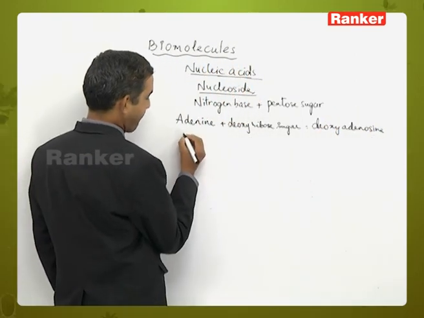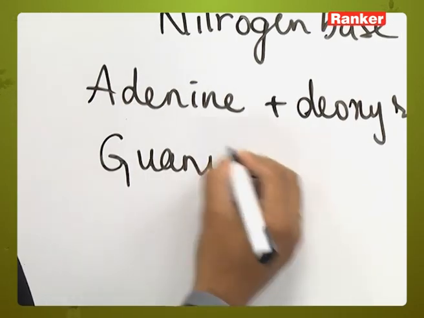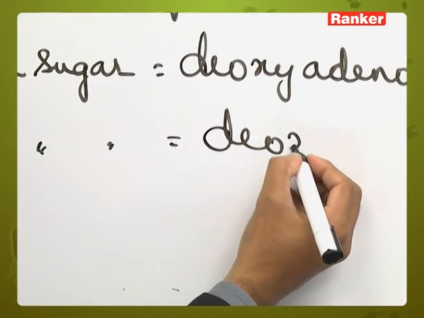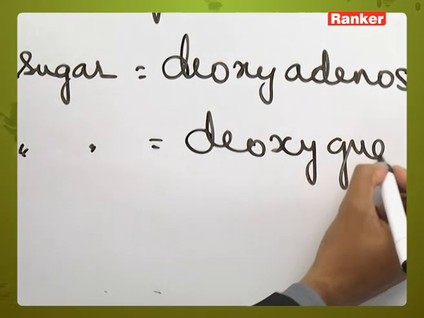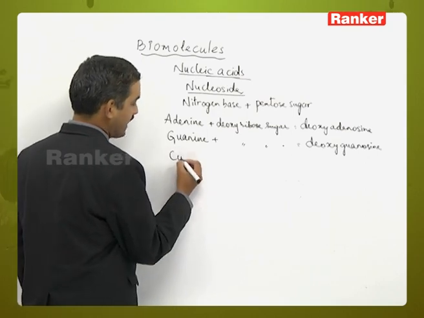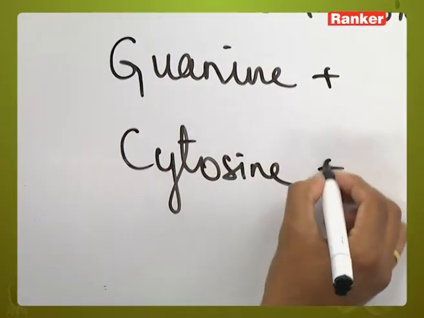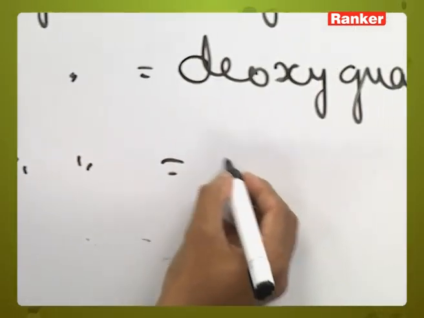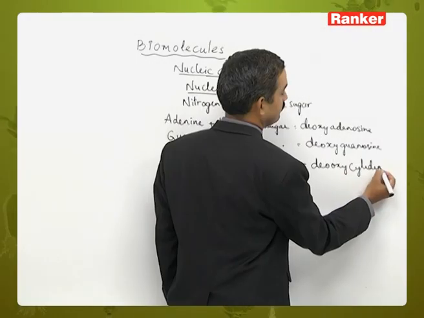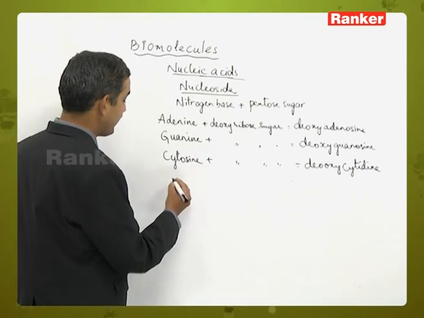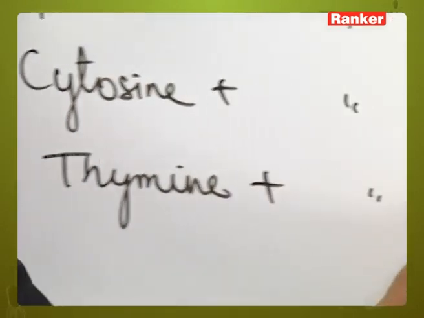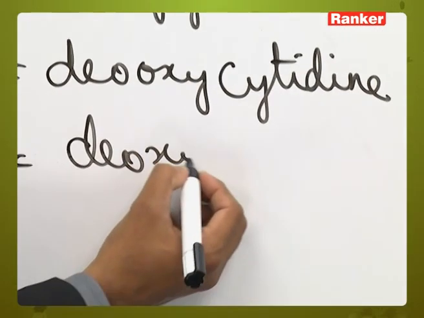In the same way, guanine plus deoxyribose sugar is called deoxyguanosine. Cytosine plus deoxyribose sugar is called deoxycytidine. Then thymine plus deoxyribose sugar is called deoxythymidine.